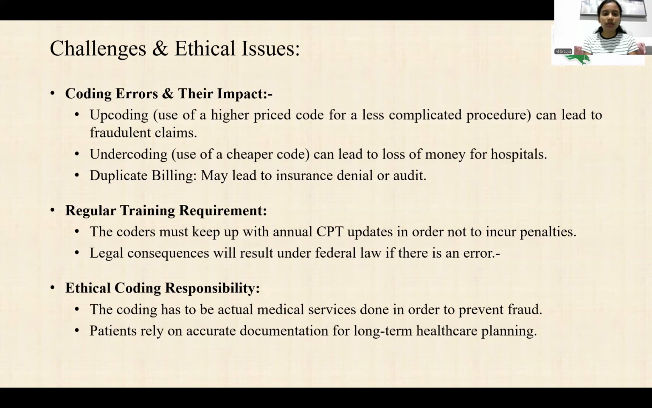Regular training requirement. The coders must keep up with annual CPT updates in order to not incur further penalties. Legal consequences will result under federal law if there is any error in the CPT code. Ethical coding responsibility. The coding has to reflect actual medical services done in order to prevent fraud. Patients rely on accurate documentation for long-term healthcare planning.